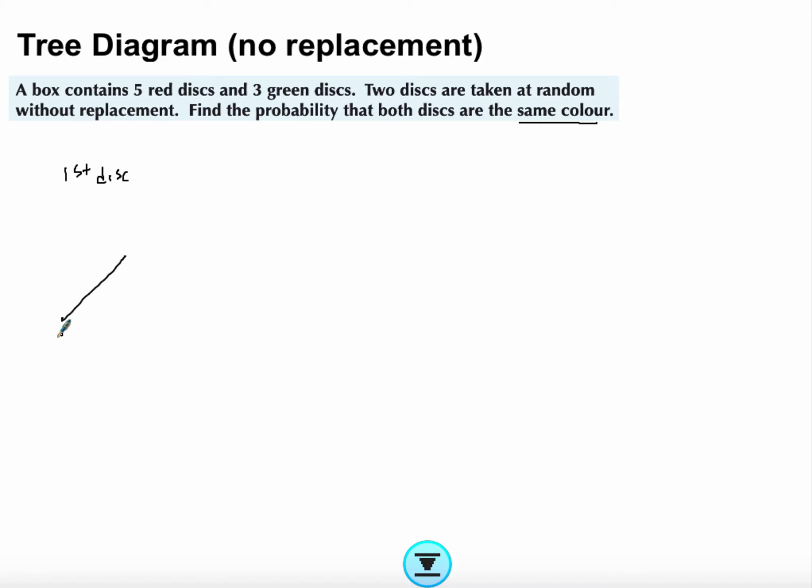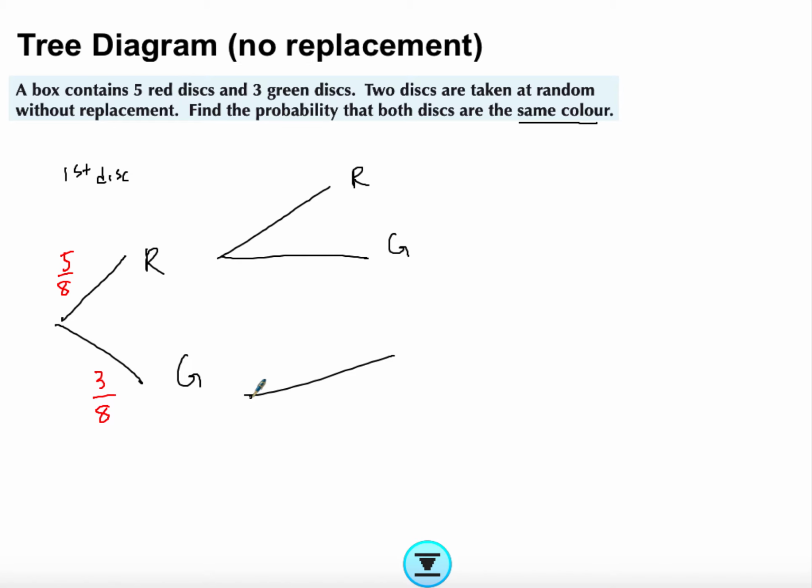this is the first disc. I have red, I have green. Probability of red is 5/8. Probability of green is 3/8. But now we have to be a bit more careful when we're doing the other branches. So red, green, then red and green. This is my second disc. So this is my second event.